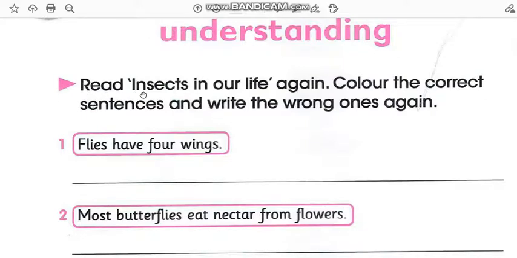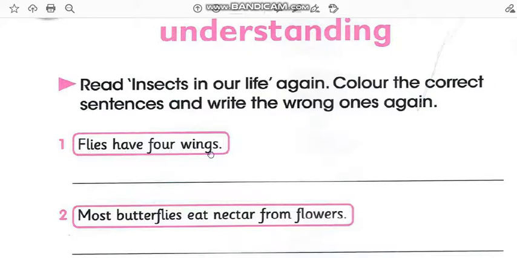Let's start. Read Insects in Our Life Again. Color the correct sentences and write the wrong ones again. If the sentence is right you color it, or write right on it. If it's wrong, write it again, write wrong on it and rewrite it again. So let's start with number 1.